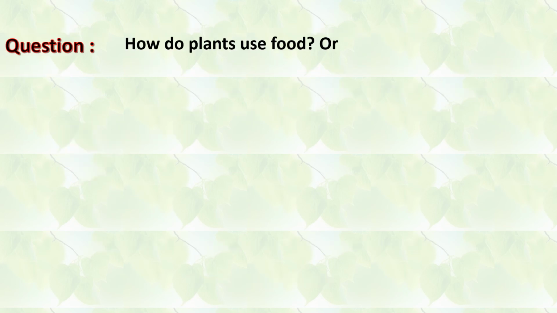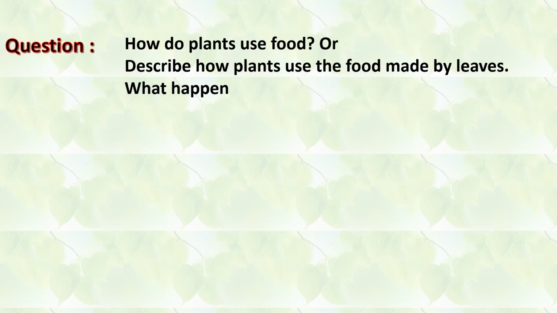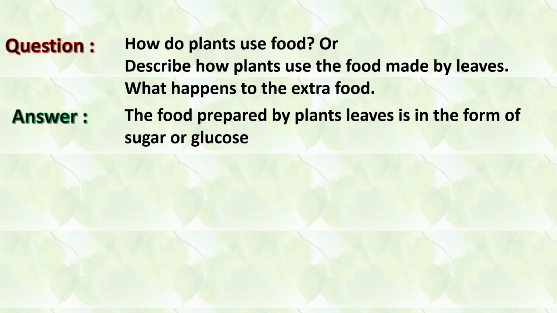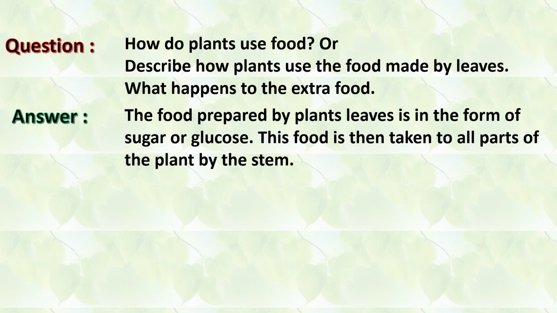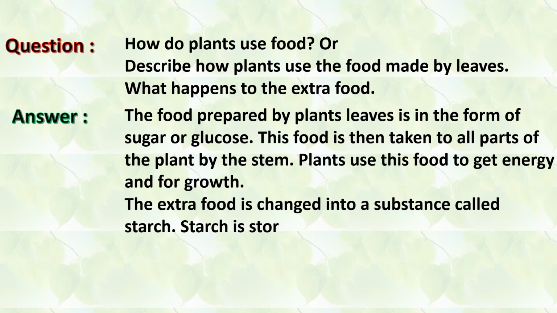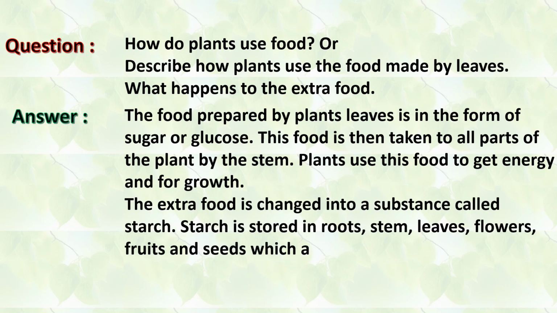Question. How do plants use food? Or, describe how plants use the food made by leaves. What happens to the extra food? Answer. The food prepared by plants' leaves is in the form of sugar or glucose. This food is then taken to all parts of the plant by the stem. Plants use this food to get energy and for growth.